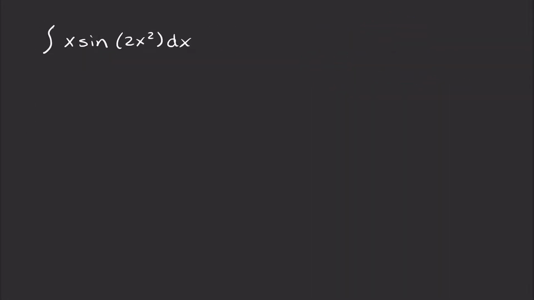Our next integral, we have the integral of x times sine of 2x squared dx. So for this integral, our u is going to be the argument inside the sine function. So u equals 2x squared, so our du is going to equal 4x dx. And if you look, we have an x dx in our integral, and so that's what we want to replace. So I'll write this as x dx is du over 4, so I'll divide both sides by 4.